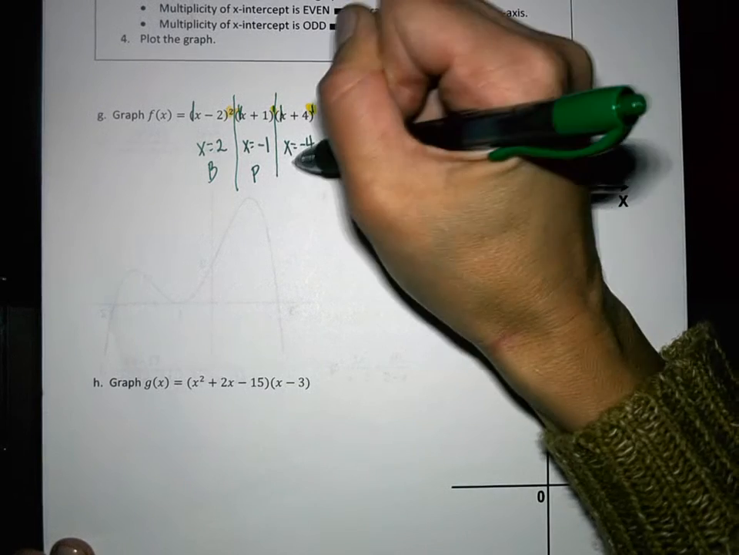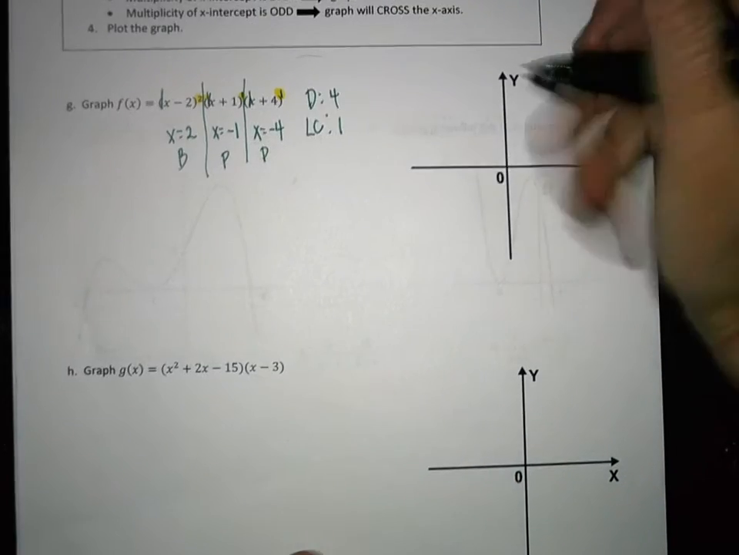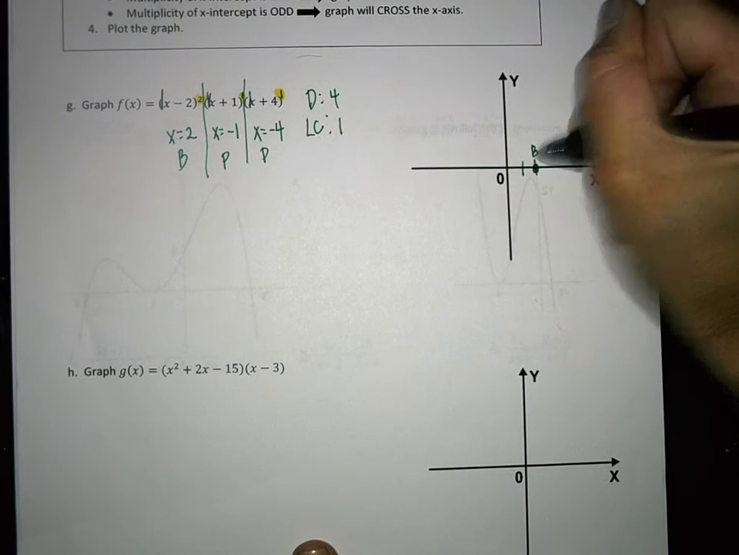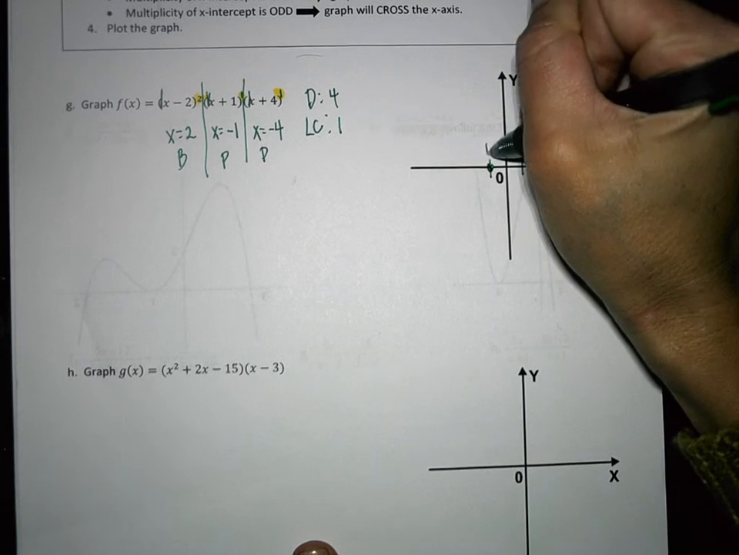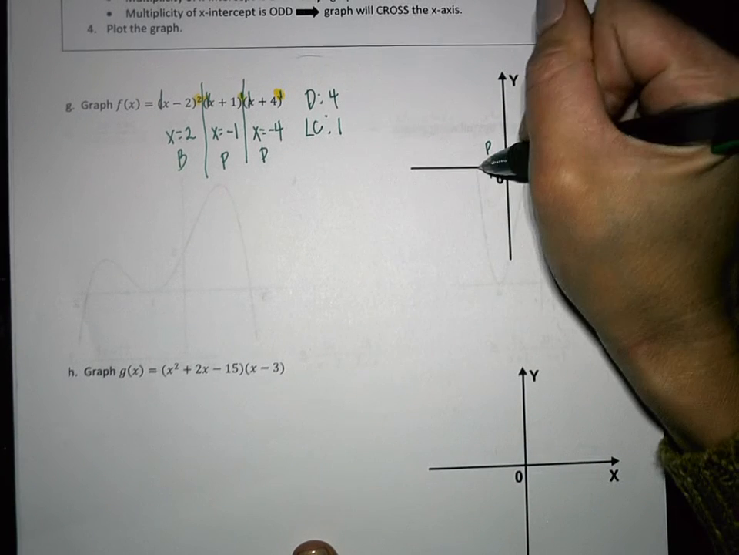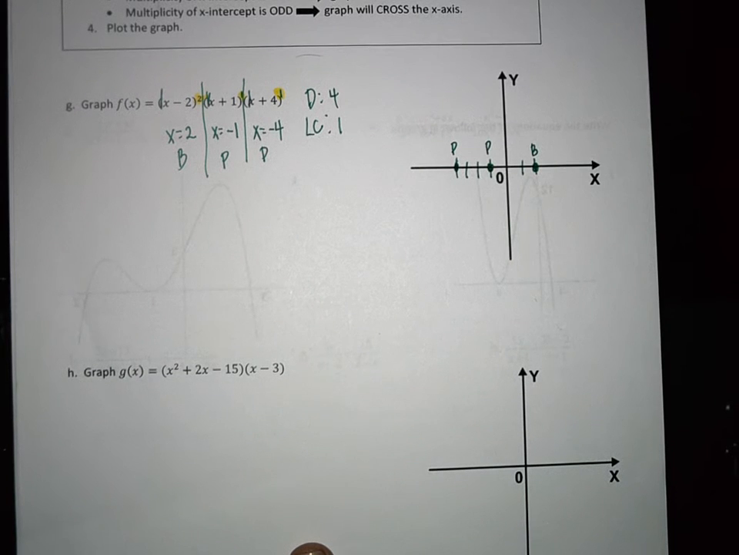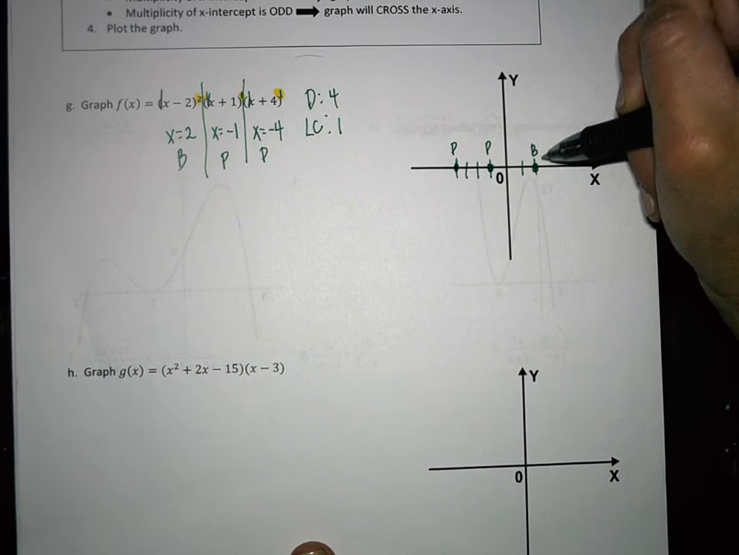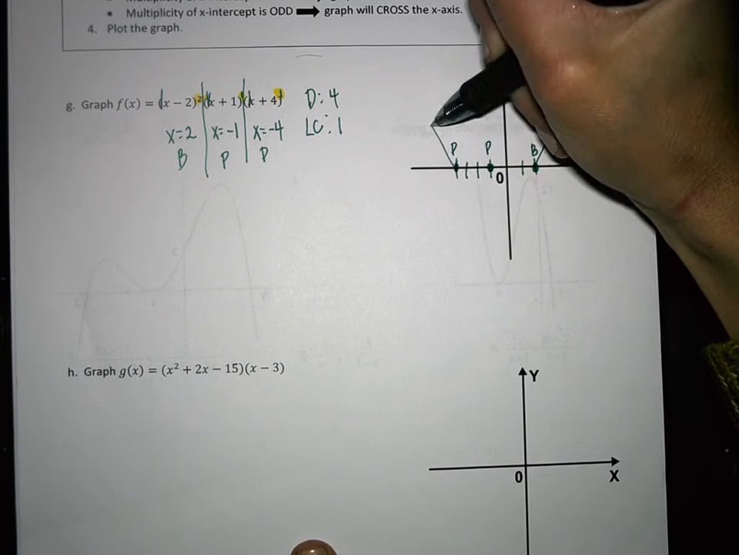Very good. So we're going to go over to our graph. I'm going to put a point at 2, and I'm going to put a B there to remind myself it bounces. I'm going to make a point at -1. I'm going to put a P for passing, and then we have -4. Again, point, P for pass. Okay, the right side should go which way? Positive. Positive, and the left side should also go up. And now we're going to try to fill in the rest.